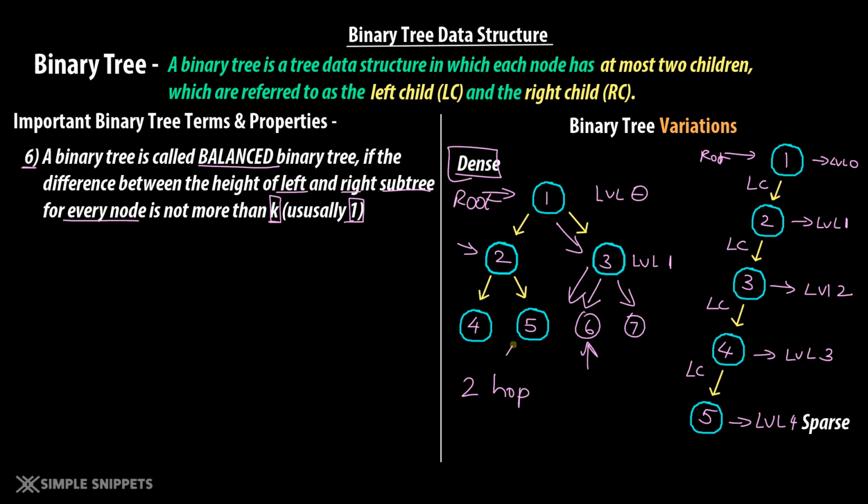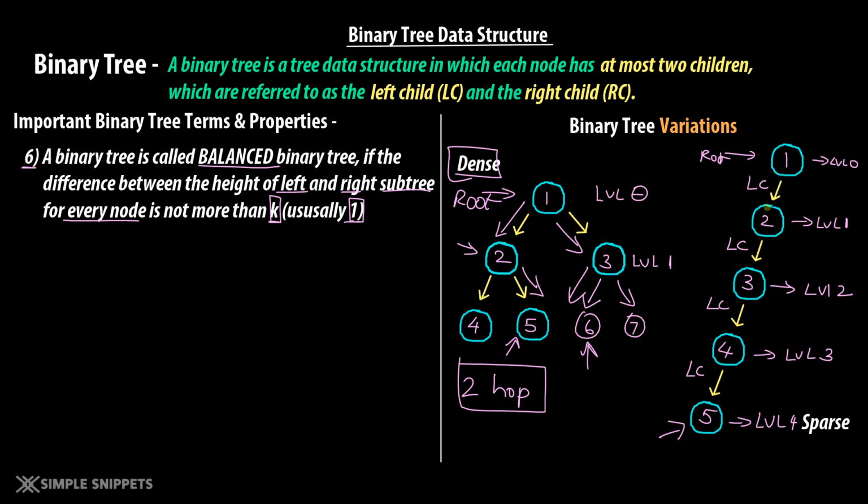Similarly, if you want to access node 5, you'll go from 1 to 2 and you'll go from 2 to 5. Again 2 hops. In the sparse tree, of course this is also a valid binary tree, but it is sparse in the sense that all the nodes are assigned in one direction, and it pretty much looks like a linked list, to be honest, right? A linked list also is exactly like this. So in order to get to 5, that is node 5, how many hops do you require?